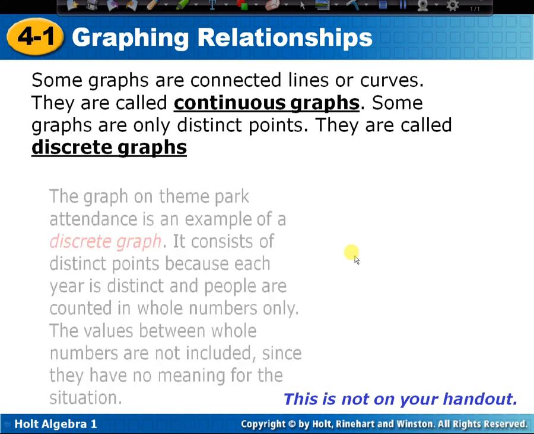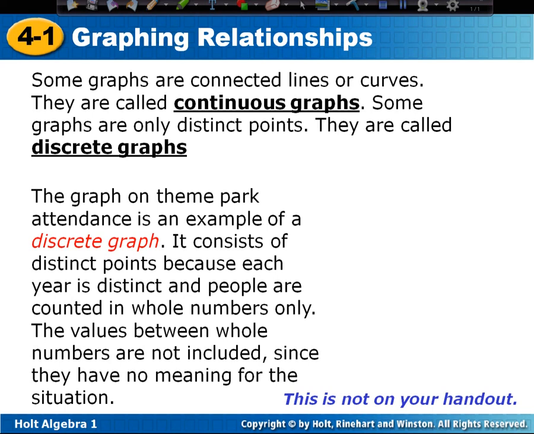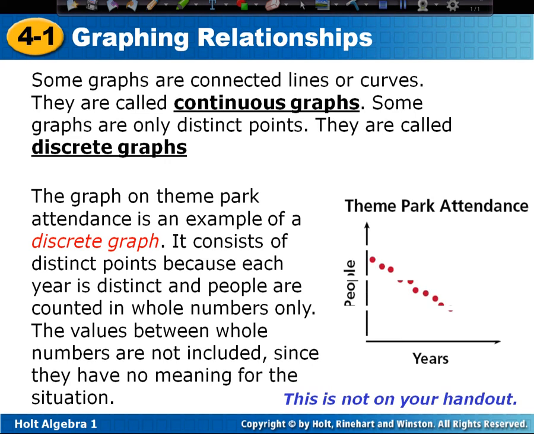This part is not on your handout. I just need you to pay attention to this. The graph on theme park attendance is an example of a discrete graph. It consists of distinct points because each year is distinct, and people are counted in whole numbers only. The values between whole numbers are not included since they have no meaning for the situation. You cannot have a half a person. So you're going to use a discrete graph in an instance where you're graphing something that you can't have a half of. Like you're not going to count a half of a book or a half of a puppy or a half of a person.